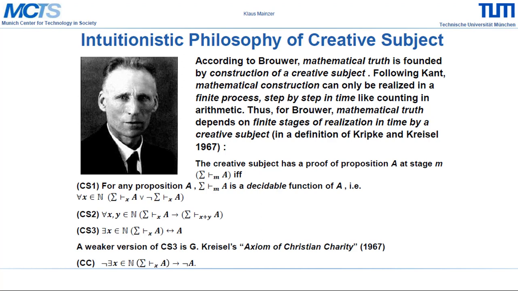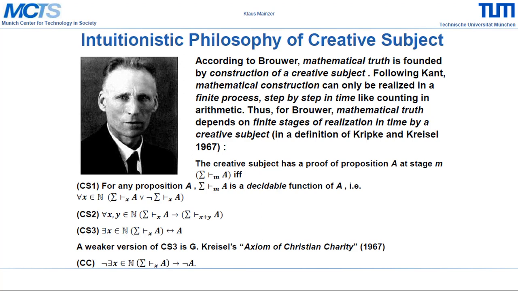With that concept, he followed Kant, who claims that the mathematical construction can only be realized in a finite process, step by step, in a kind of counting process of arithmetic. And thus for Brouwer, mathematical truth depends on finite steps, finite stages of realization in time, he said, by a creative subject. And the whole concept was a little bit formalized later on by Kripke and Kreisel.